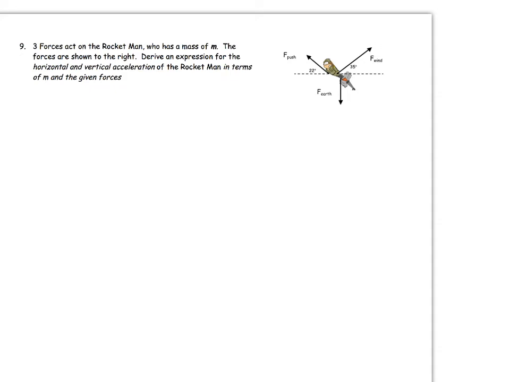Moving on to the next one here, we have a bunch of forces acting on this rocket man. We want to derive an expression for the horizontal and vertical acceleration. So the first thing I'm going to do is take these forces at angles and break them into components. So this x component here is going to be F wind cosine 35. The reason it's cosine is that this is the adjacent side. All right, and then the opposite, the y component, is going to be F wind times sine of 35. And the reason, once again, is that this is the opposite side.